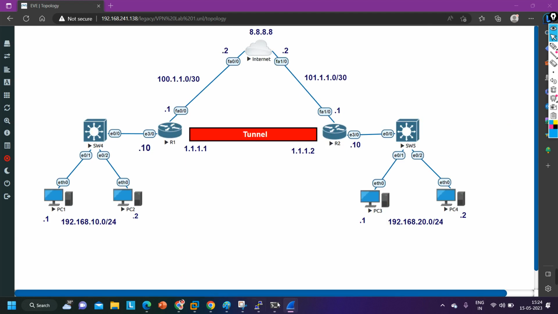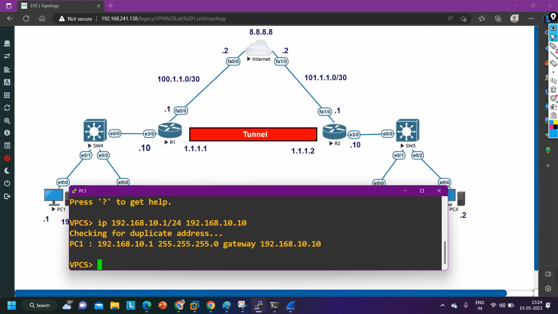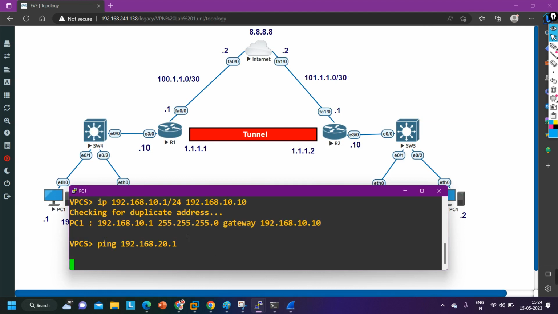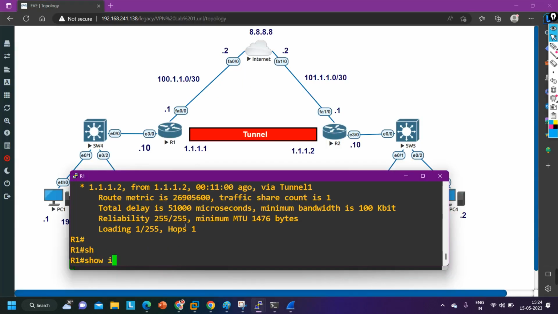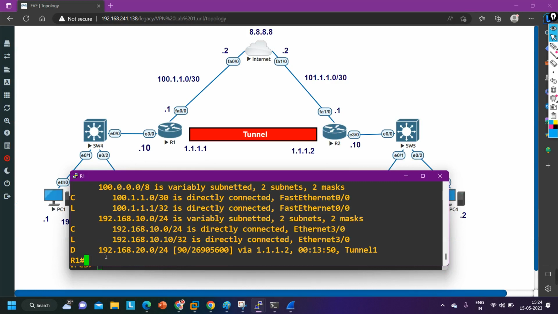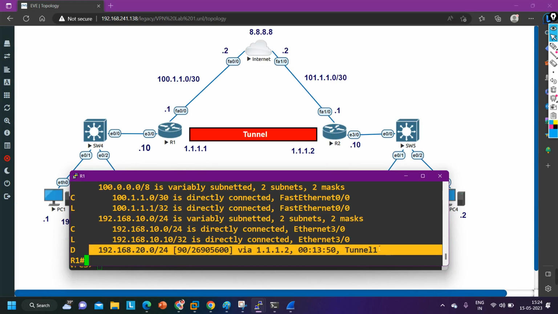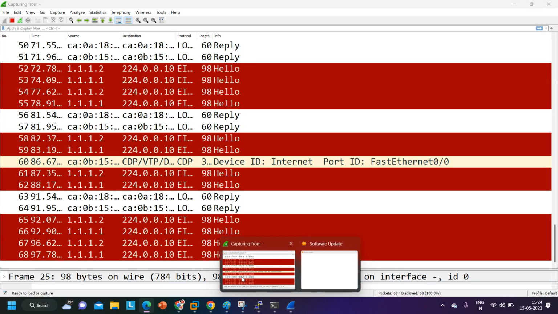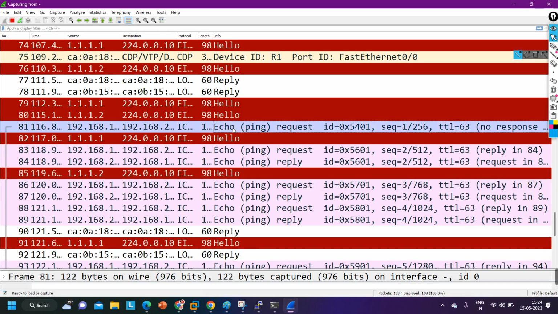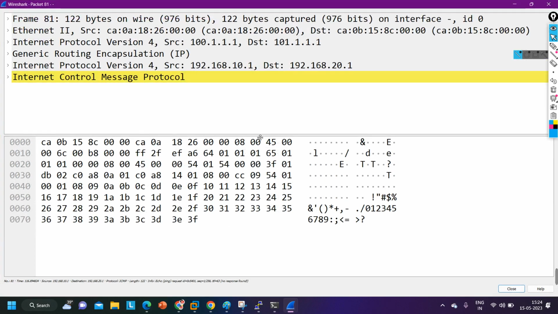If I ping from PC1 to PC3, ping 192.168.20.1, done. Router 1 will check its routing table. In the routing table, this network is available through the tunnel interface, so it is going to forward traffic on the tunnel interface. Whenever the exit interface is the tunnel interface, the router will add one extra IP GRE header. So see the ICMP request message here.